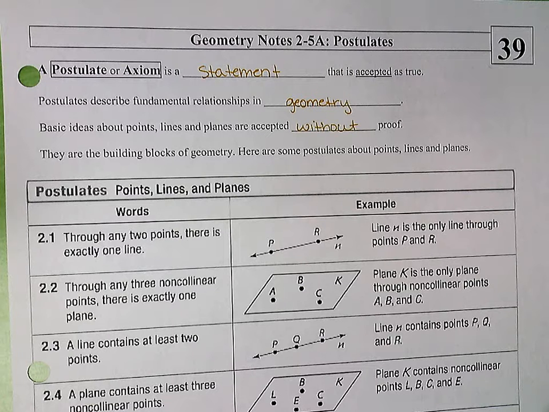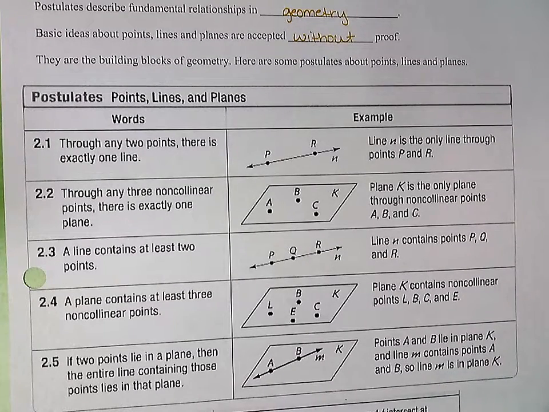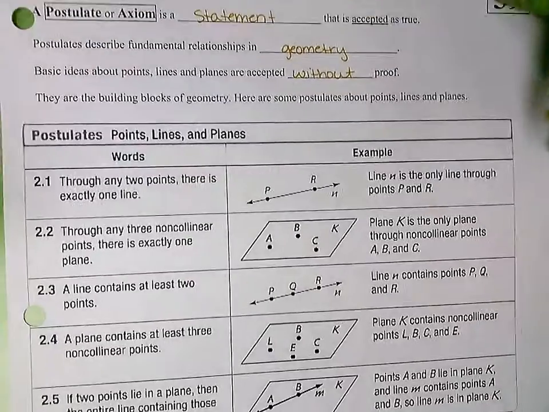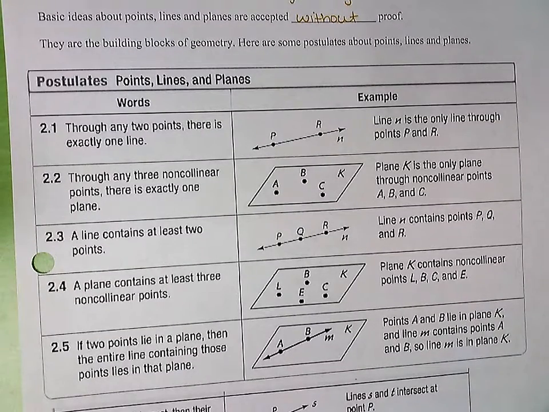Okay, so these postulates that we're going over today are about points, lines, and planes. These are accepted without proof. They are the building blocks of geometry. The following below are your postulates for points, lines, and planes. So the first one is 2.1. Through any 2 points, there's exactly one line.